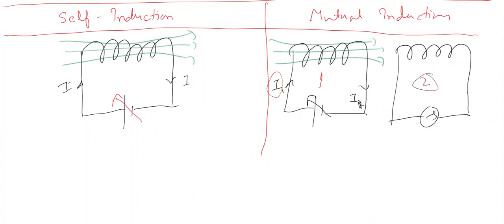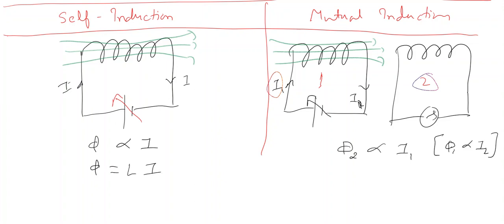In case of mutual induction, the condition is phi is proportional to I. Here also phi is proportional to I, but you will have to mention which phi and which I. So phi of 2 is proportional to I1, or else you can say phi of 1 is proportional to I of 2, depending on the condition. In case of self-induction, phi is equal to Li. The proportionality constant is L, which is self-inductance. Whereas in case of mutual induction, we have phi 2 is equal to M21 I1, or phi 1 is equal to M12 I2.